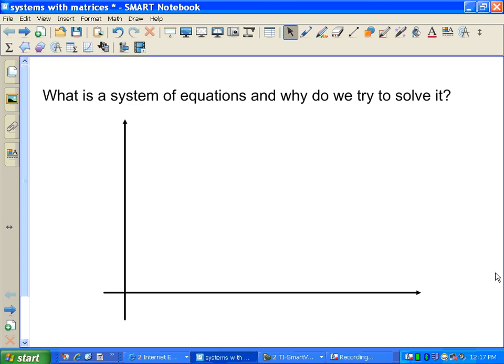Welcome. We're going to start our unit with systems of equations, and one of the first things that we need to know about is, well, what is a system of equations and why are we going to bother to try to solve it? Essentially, anytime we've got two things that we want to compare that we can make a mathematical equation for, we can use a system of equations to figure out when something happens.